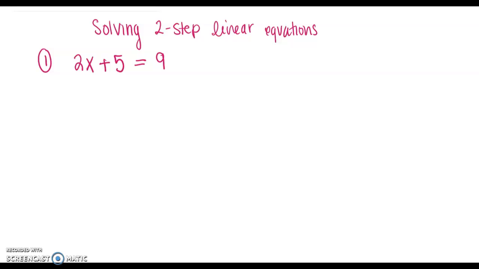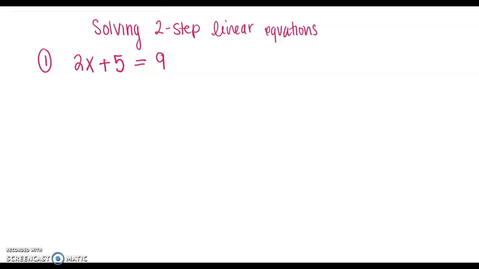Alright, so here I'm going to solve two-step linear equations. Some things to take into mind: what you add or subtract to one side, you have to add or subtract to the other side. And same thing with multiplication and division. Whatever you multiply or divide to one side, you also have to do it to the other side.